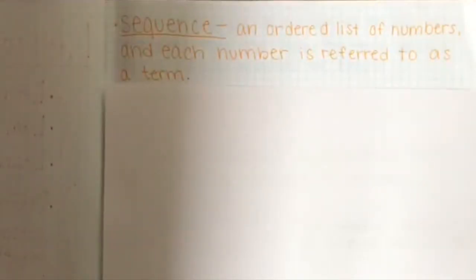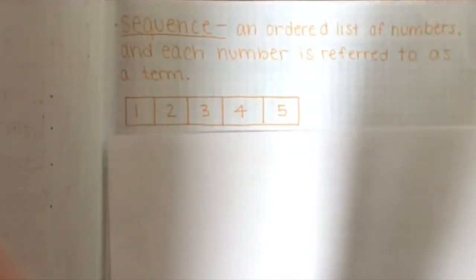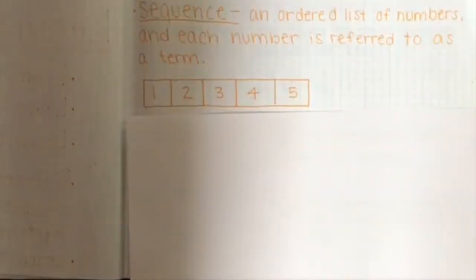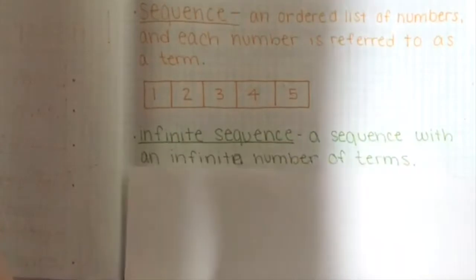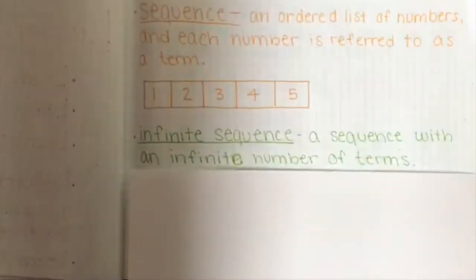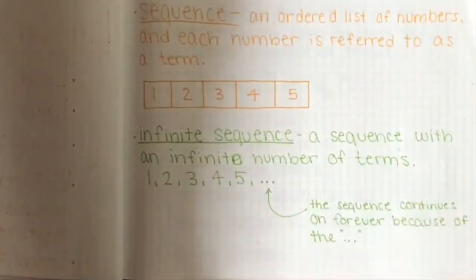Let's start off with sequences. A sequence is an ordered list of numbers, and each number is referred to as a term. This can be something as simple as 1, 2, 3, 4, 5. An infinite sequence is like a normal sequence, however, as the name implies, it has an infinite number of terms. This can be represented by 1, 2, 3, 4, 5, comma, dot, dot, dot.